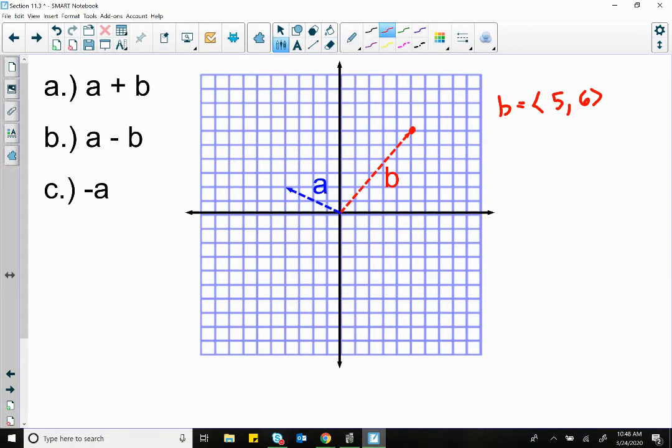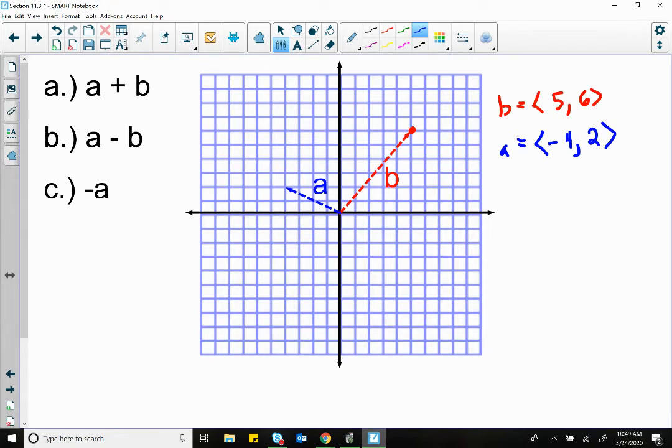Vector A is 1, 2, 3, 4, negative 4. 1, 2. So all that happens, if you're looking at the notes, is the x's are going to add and subtract each other, and the y's are going to add and subtract each other when it comes to these.